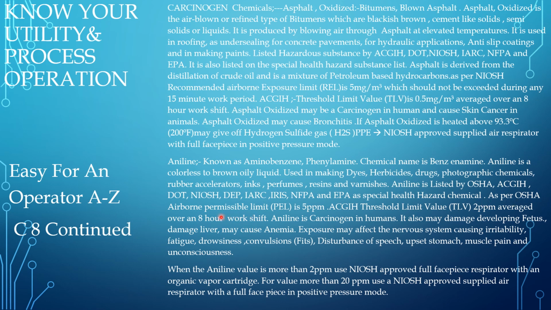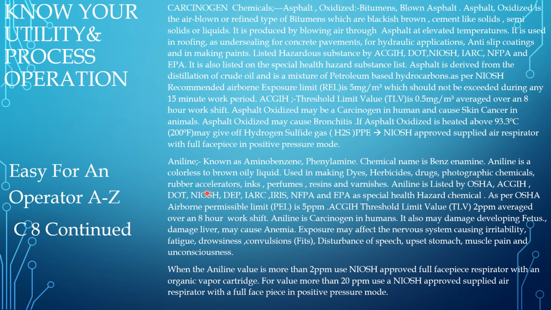As per OSHA, the airborne permissible exposure limit, PEL, of aniline is 5 ppm. The ACGIH threshold limit value, TLV, is 2 ppm, averaged over an 8-hour work shift. Aniline is a carcinogen in humans. It also may damage a developing fetus. It will damage the liver and may cause anemia also. Exposure may affect the nervous system, causing irritability, fatigue, drowsiness, convulsions, that is fits, disturbance of speech, upset stomach, muscle pain, and unconsciousness.